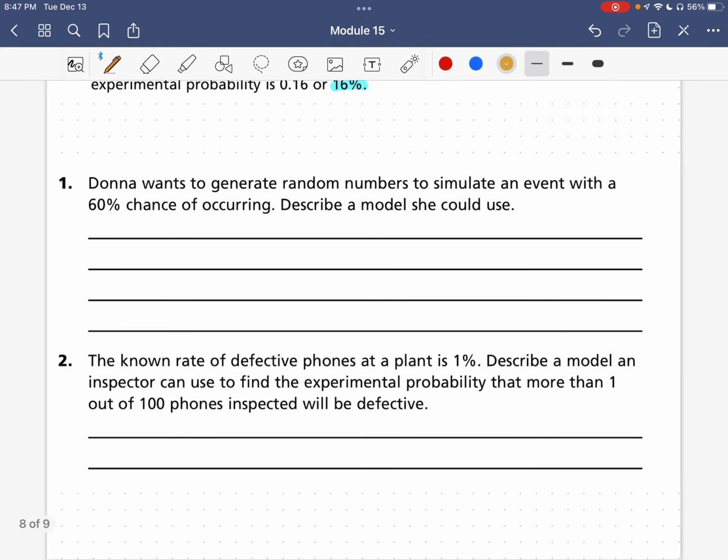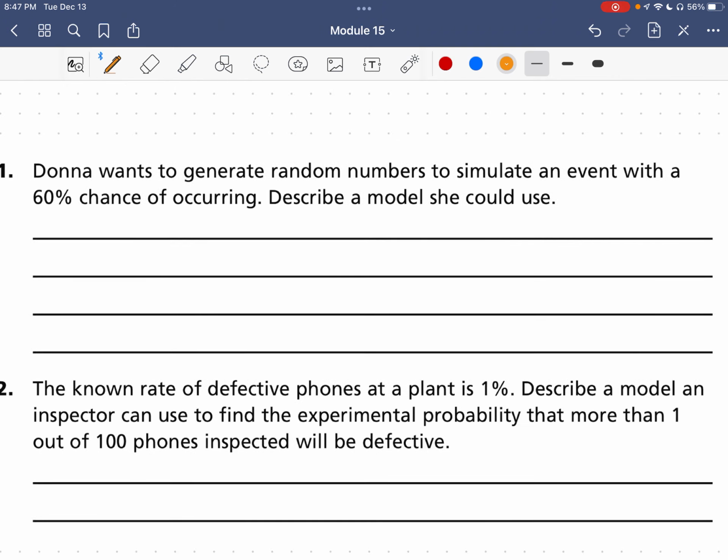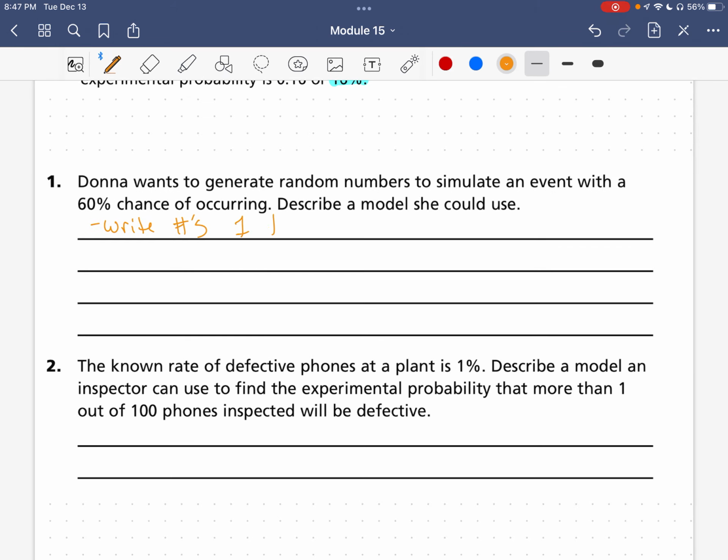All right, so here we have Donna. She wants to generate random numbers to simulate an event with a 60% chance of occurring. Describe a model that she could use. So first we'd want to write our numbers 1 to 5 on a piece of paper, and we're going to put them in a cup.